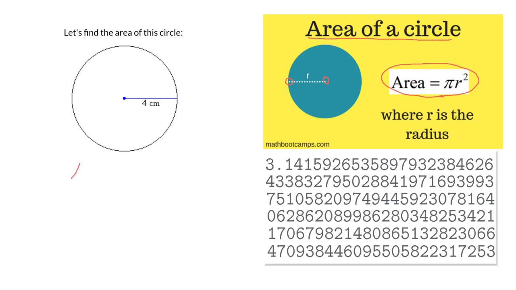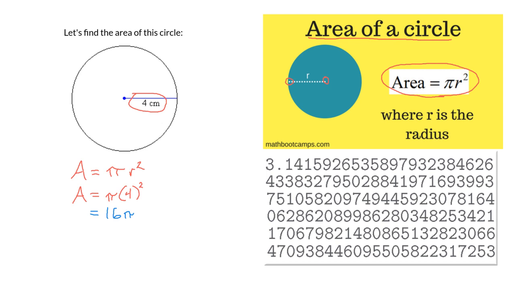So the first thing I'm going to do is write out our area formula, which is A equals pi r squared, where r is the radius. So here's my radius, 4 centimeters. So A is going to equal pi times 4 squared. Now I'm not squaring the pi, I'm just squaring the 4. So when I multiply that out, that's actually going to give me 16 times pi.